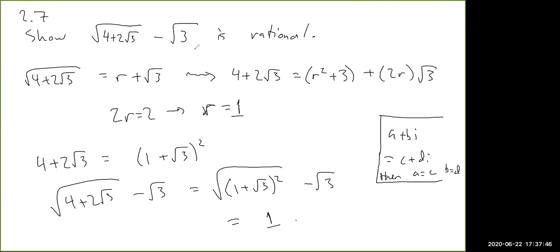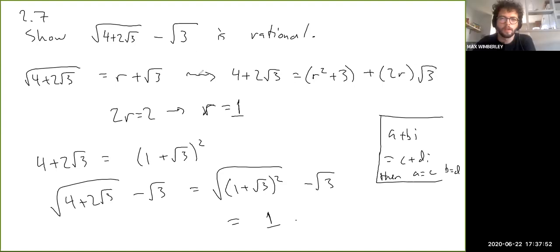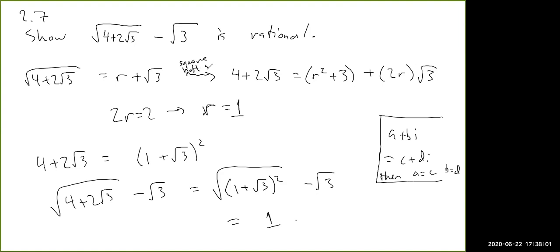Do you mind explaining again the arrow that you have right above? Oh, this thing here? Yeah, all I did was I squared both sides. Oh, I see. Okay. Yep. Thanks. Yep, no worries.